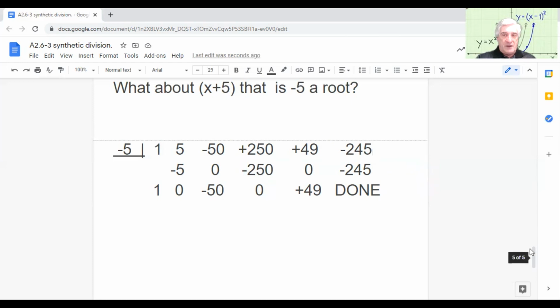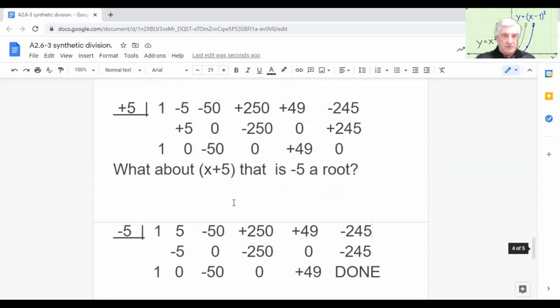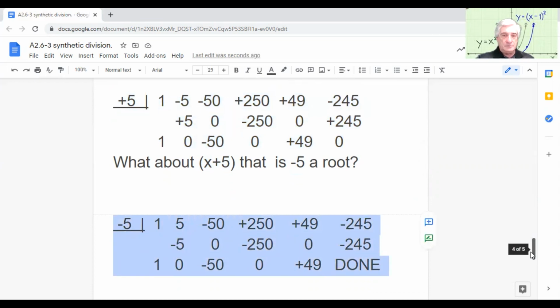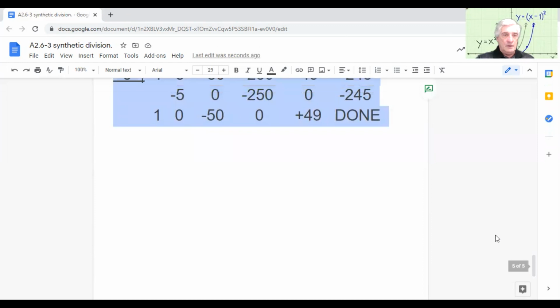X plus 5 does not go into that polynomial. So minus 5 is not a root of that polynomial. This one up here worked for plus 5. This one for minus 5 didn't work at all. That's why I was done. There's going to be an IXL assignment down here. We'll work the first 3 or 4 on the board and go ahead and get started.